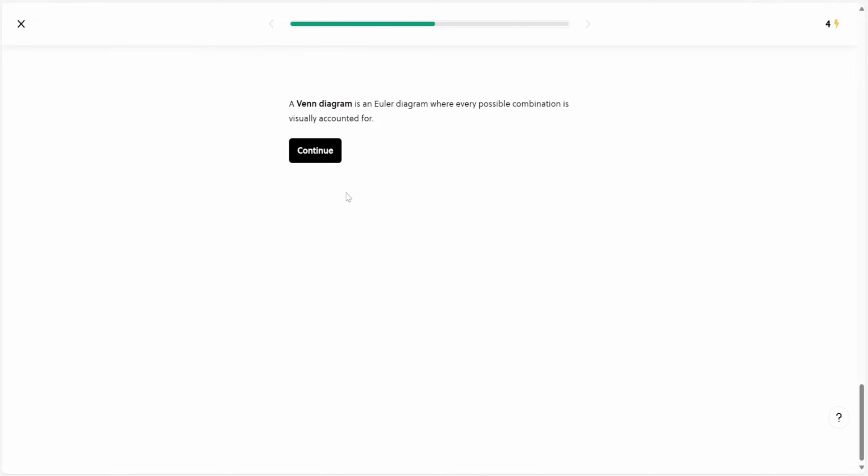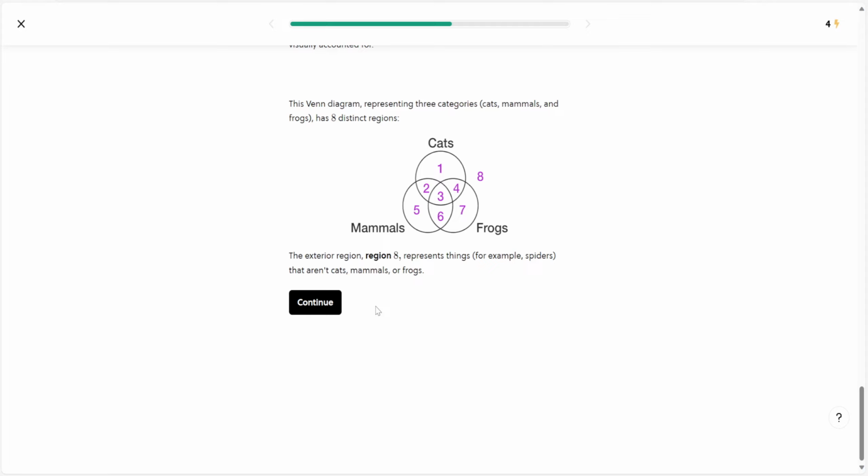A Venn diagram is a Euler diagram where every possible combination is visually accounted for. This Venn diagram representing 3 categories, cats, mammals and frogs, has 8 distinct regions. The exterior region, 8, represents things, for example spiders, that aren't cats, mammals or frogs.